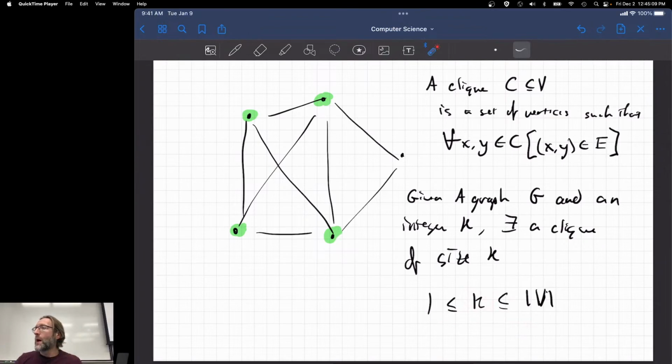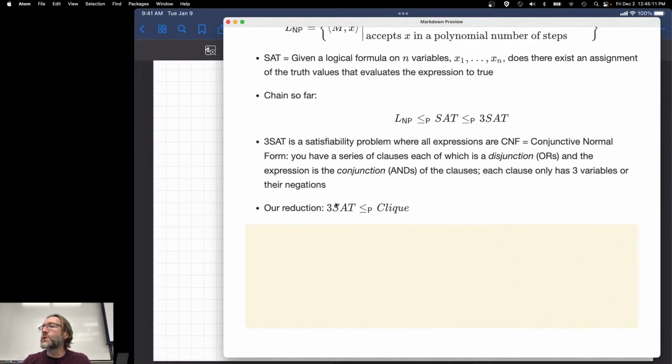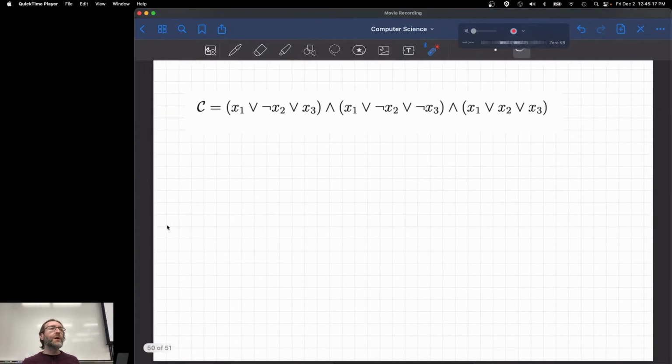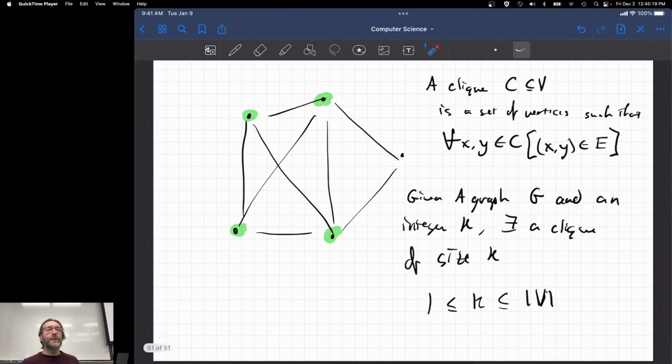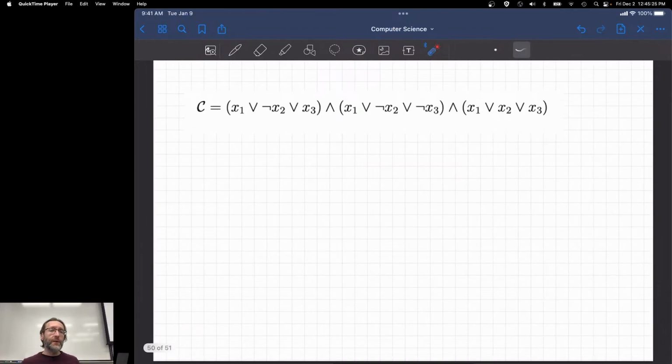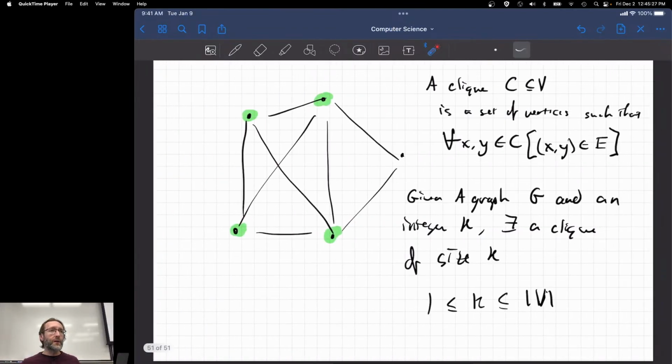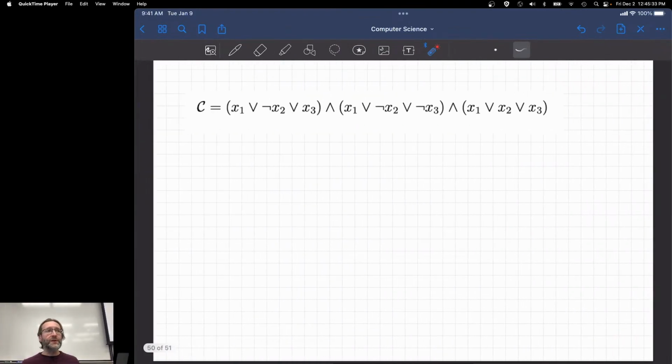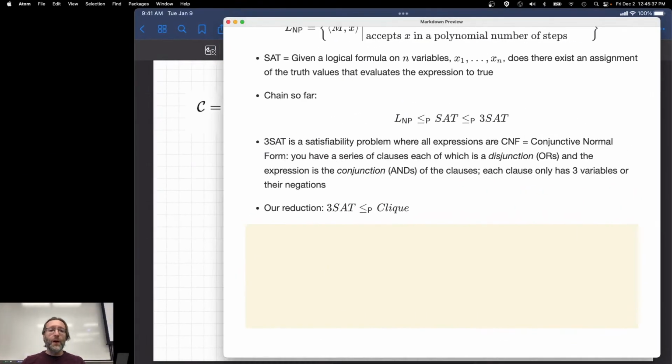Now what we're going to do is show that reduction: that we can take a 3CNF formula, something like this, and transform it into a graph, something like this, and preserve those questions. Over here, this will have a satisfying assignment if and only if this graph has a clique of size k, and vice versa. Now to do that, we're going to need a framework.